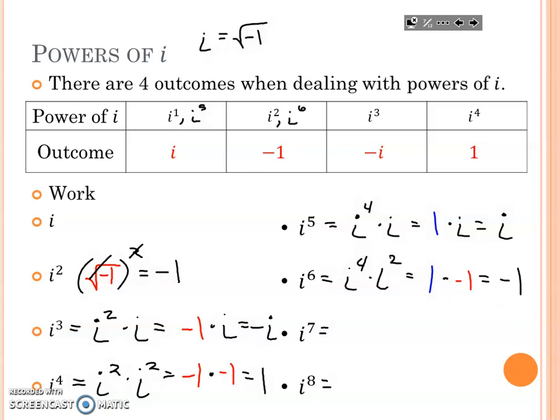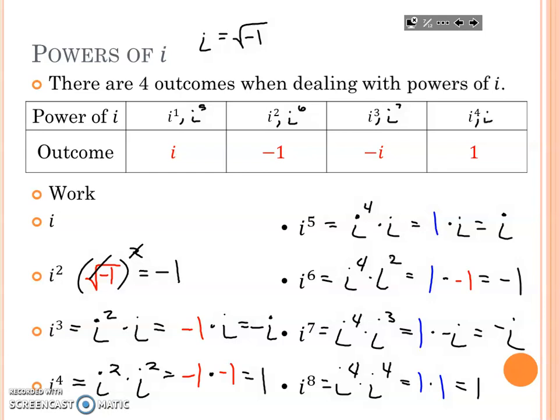So my pattern is continuing on. i squared and i to the sixth both equal -1. When I do i to the seventh, that's an i to the fourth times an i cubed. So that's really a 1 times an i cubed. And we discovered that i cubed is actually just -i. So 1 times -i is just -i. So i to the seventh also equals -i. Same thing for i to the eighth. That's just two i to the fourths being multiplied times each other. That's a 1 times a 1, which gives us a 1.